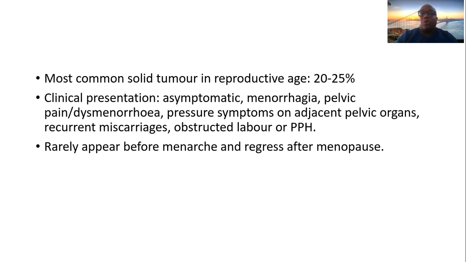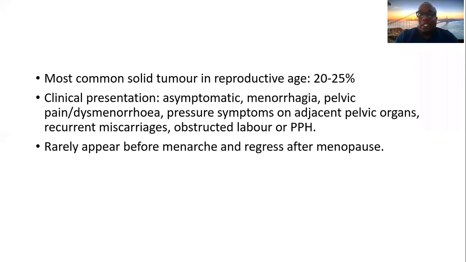So they are the most common solid tumor in the reproductive age. Around 20 to 25% of all women have these growths. And then for clinical presentation, there is a big range from asymptomatic, where the patient doesn't have any symptoms, to menorrhagia, where you have lots of heavy bleeding during the menses. Pelvic pain and cramping during the periods is also very common. It's also known as dysmenorrhea.